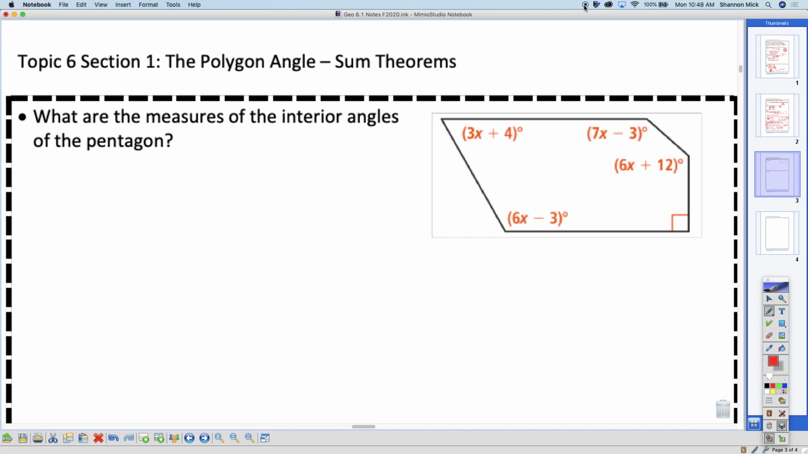So what's the sum of the interior angles? 540. How'd you figure out 540? 180 times n minus 2. Okay, so 180 times n minus 2, so 5 minus 2 is 3, and you get 540. So I know that if I do what with every one of these things, it will equal 540? Add them. So I'm just going to add them.